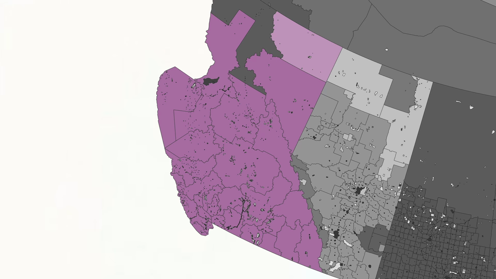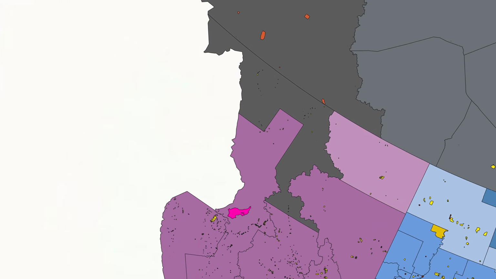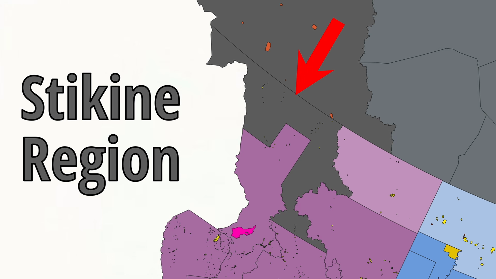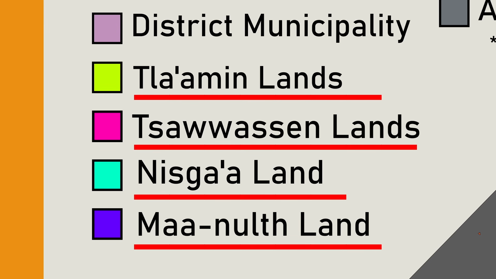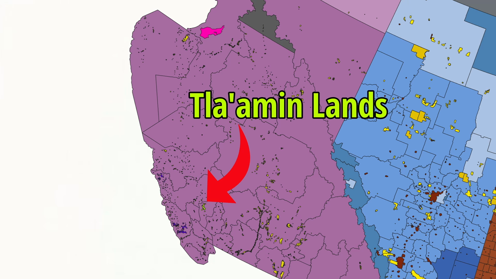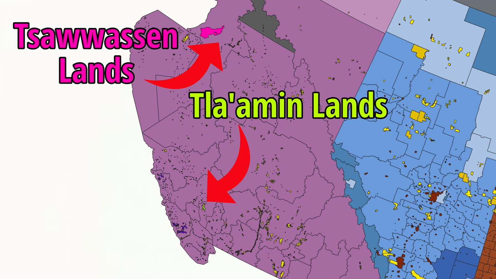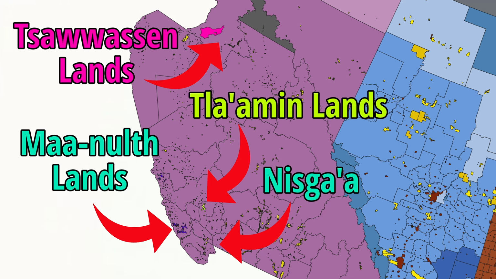So regional districts and regional municipalities already cover most of British Columbia. And there's also one unorganized area, which is named the Stikine Region. The next 4 divisions are a unique type of Indian reserve. They are the Tla'amin lands, Tsawwassen lands, Nisga'a lands, and Maa-nulth lands. And sorry for my definitely not correct pronunciations.